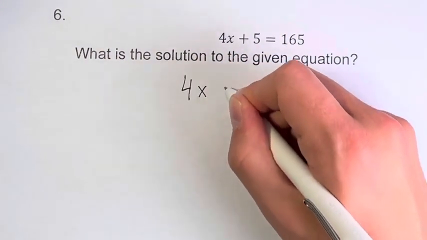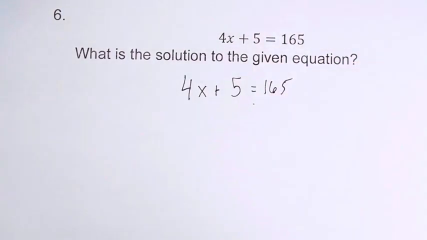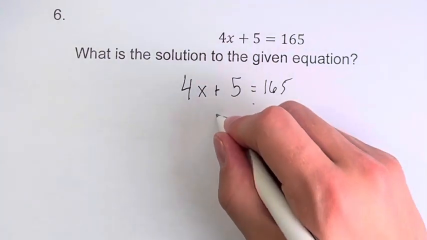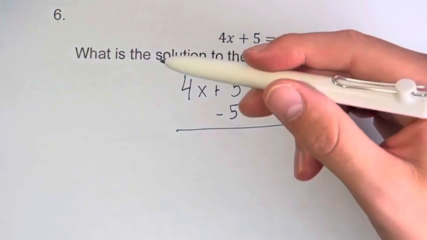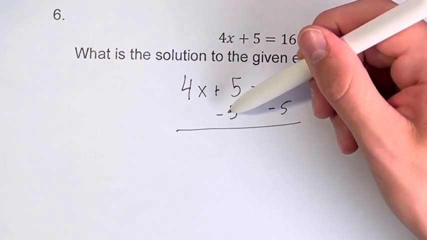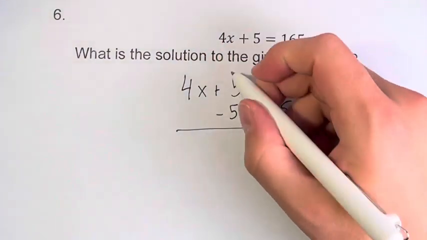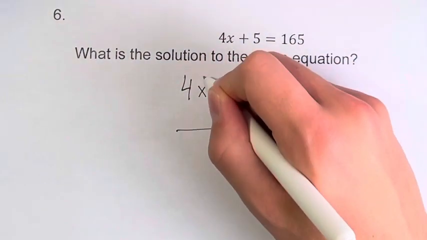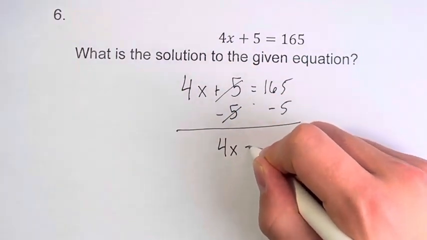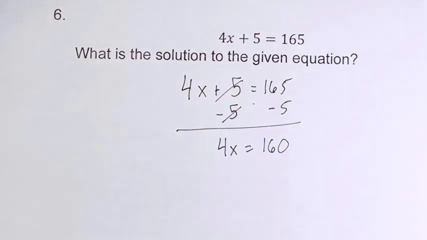So writing our equation right here, 4x plus 5 is equal to 165. Let's first get this 4x term on its own. So what we can do is subtract 5 from both sides. What this does is takes the same amount from both sides, which keeps the equation equal. 5 minus 5 is 0, so these just cancel out. And on this side, we're just left with 4x is equal to 165 minus 5, which is 160.